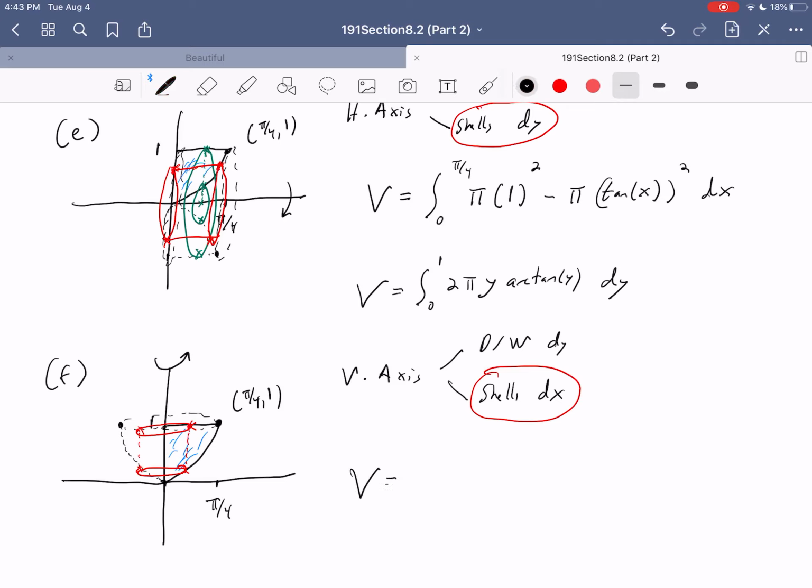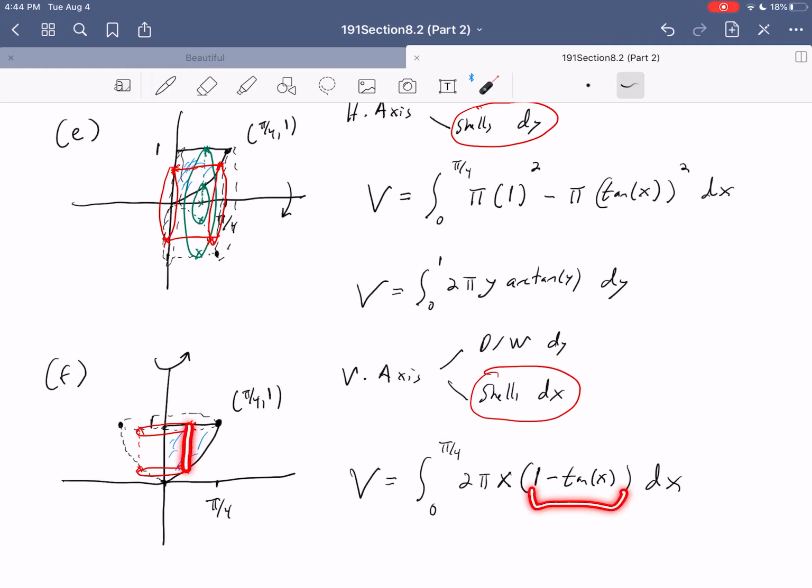So that means your volume is going to be the integral from 0 to pi over 4 of 2 pi. What's going to be your radius? Well, it's going to be your choice of that x value, so just 2 pi x. And then the height is going to be based on measuring from 1 to your function. So it looks like it should be 1 minus tangent x dx. So there we go. And of course that height component is measuring right here where the 1 is above our curve.